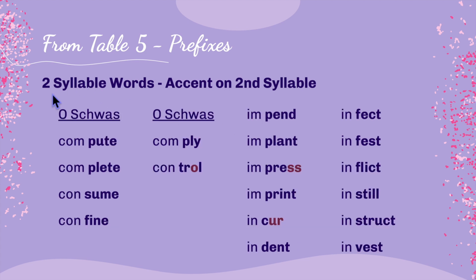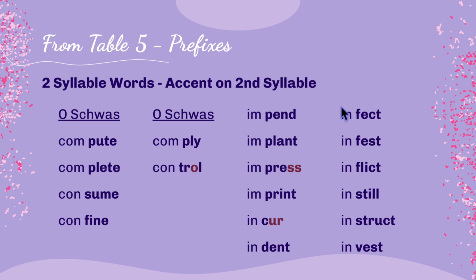Let's practice some more 2-syllable words where the second syllable is accented. In all of these words, in the first 2 columns, we have a prefix of com or con. Since prefixes are rarely accented in English, these O's are going to tend to schwa and sound more like a short U rather than a clear ah sound. So it's not going to sound like compute, it's going to sound more like compute, like there is a short U. Complete, consume, confine. Here we have an accented syllable ending in a Y, so we use the long I sound again, comply. Here's a long O, control.